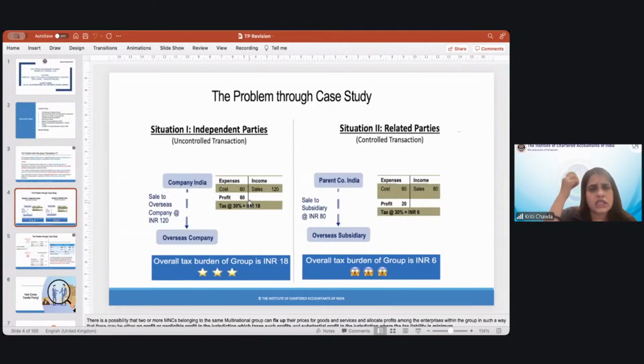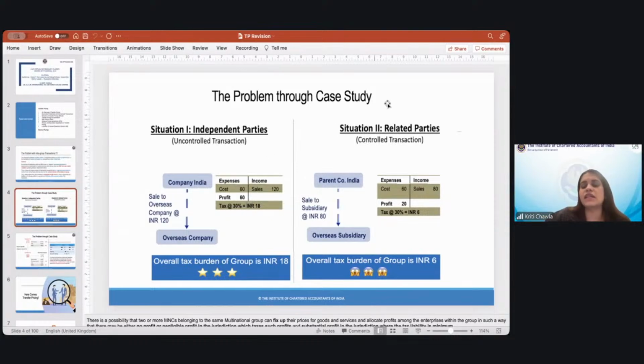Now, the question is, Kriti, how did you get sales at the rate of 120 rupees? Well, this sales value is the market price. This is driven by market forces. If you see other people in the industry, they will also be selling around 120, because this is the demand and supply mechanism, and this is the open market price.